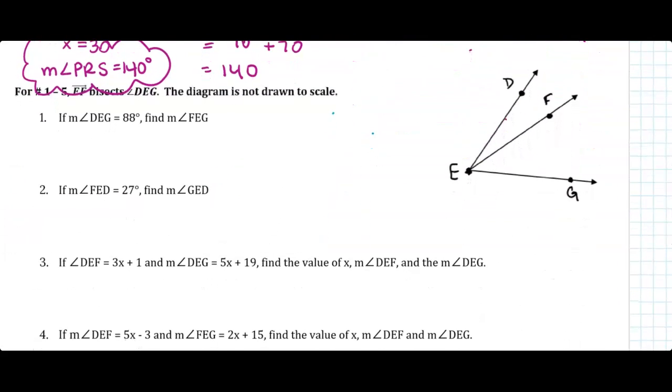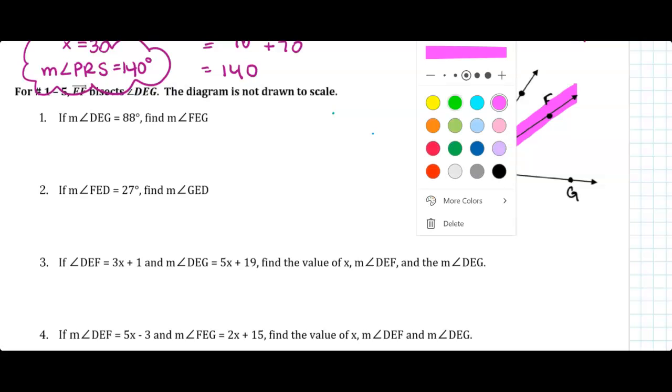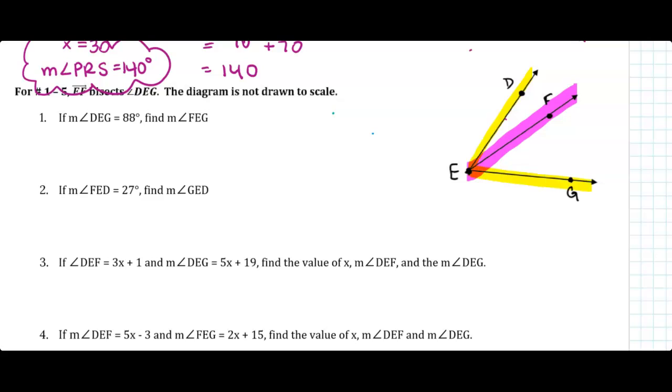Down in examples 1 through 5, they're telling us that EF bisects angle DEG, and that the diagram is not drawn to scale. Obviously, those angles don't look congruent. But they told us EF, so that's ray EF, is bisecting DEG. So DEG is the entire angle. That means we can label this congruent to this.